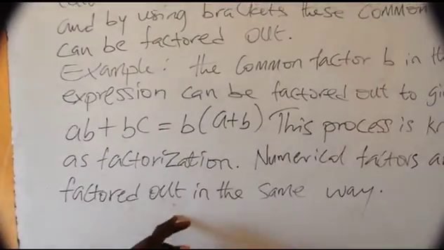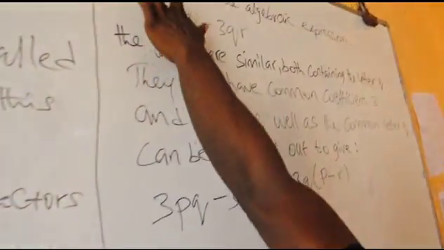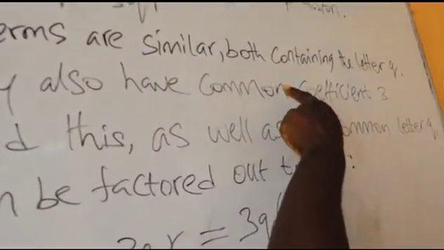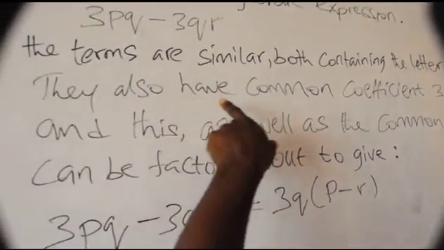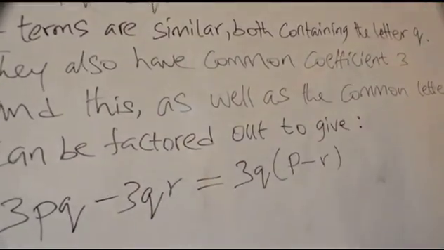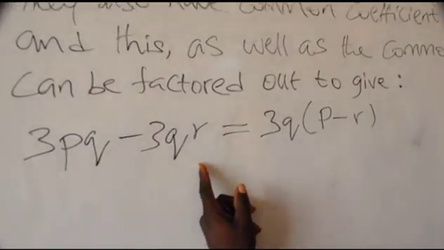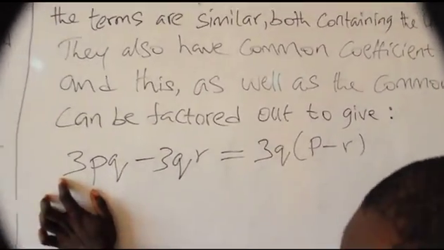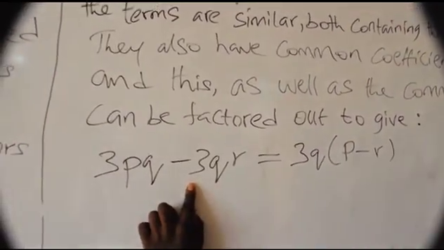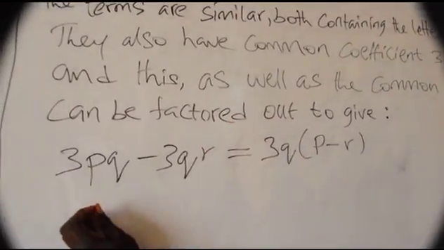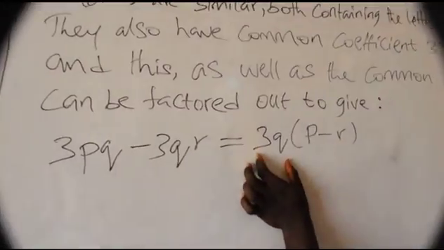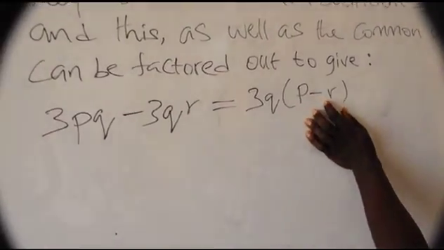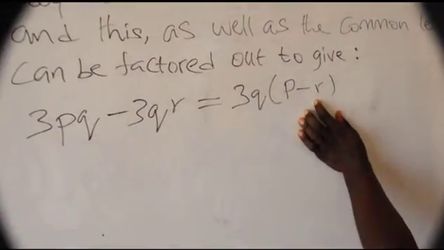Numerical factors are factored out in the same way. Example, in the algebraic expression 3pq minus 3qr, the terms are similar, both containing the letter q. They also have a common coefficient 3, and this as well as the common letter q can be factored out to give 3q into p minus r. We have 3 here because 3 is the coefficient of the term, and we have 3 here too, and q here and q here. So bring 3q out, so that when 3q multiplies p, it will be 3qp, and when 3q multiplies minus r, it will be minus 3qr.